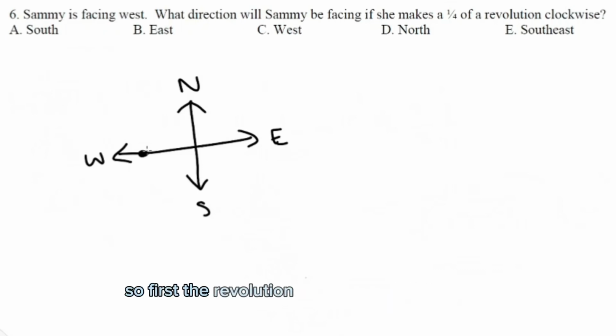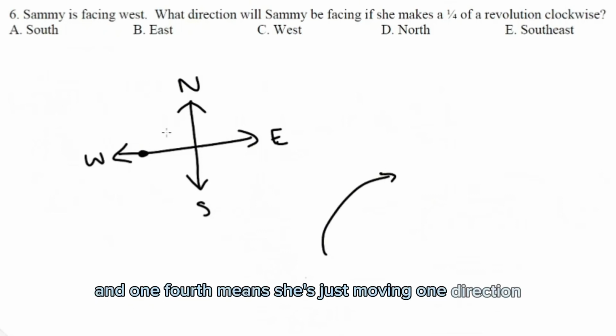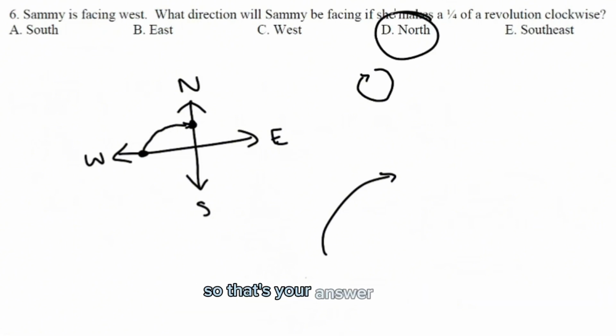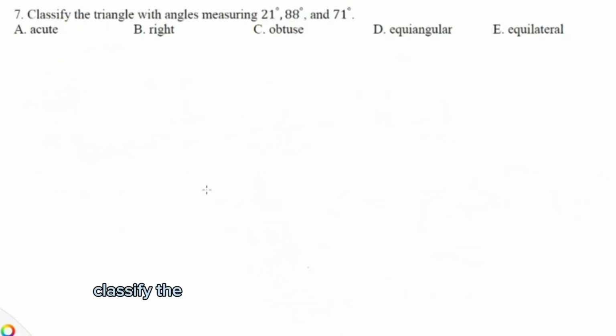Alright, so first, a revolution just means she's turning. And 1/4 means she's just moving one direction. So if she's moving 1/4 clockwise, the clockwise direction is the way the clock spins. So clock goes in this direction. That means she's turning 1/4 of the way in the direction of a clock, which makes her end up at north. So that's your answer. Next, classify the triangle with angles measuring 21 degrees, 88 degrees, and 71 degrees.